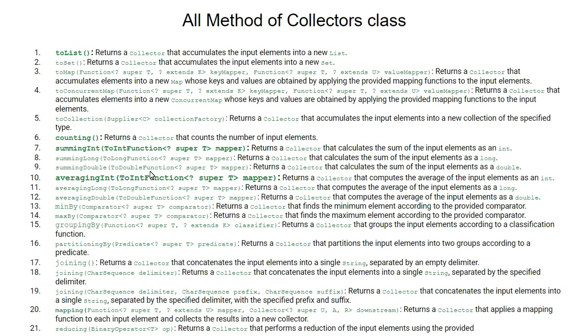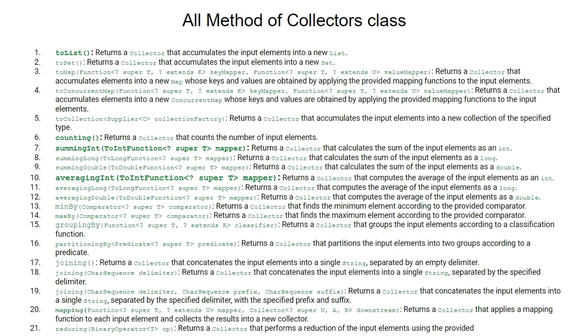Now let's talk about the counting method. Counting is a really very important method, and summingInt is also a very important method. averagingInt is a very important method. minBy, maxBy, groupingBy, those are very important methods. Without those methods you can't write even one line of code in the Java Stream API.